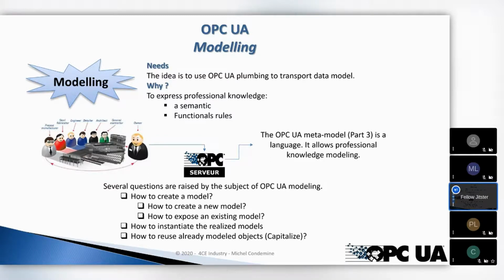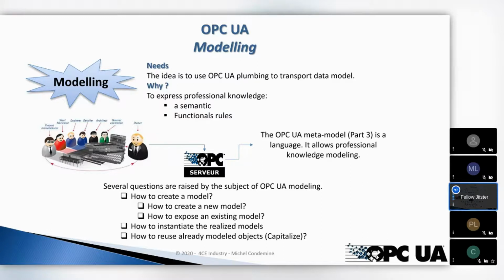So now why exchange? Just what I said, to express knowledge, semantic knowledge, a specific way in a specific business to organize information, to represent functional rules specific to a business. So for that, we have a meta model. The OPC UA meta model is defined in part 3 of the specification. You can see this meta model as a language to create models. So you learn the language, and you can create your own models. But we also have ways to go from UML to the OPC UA language.